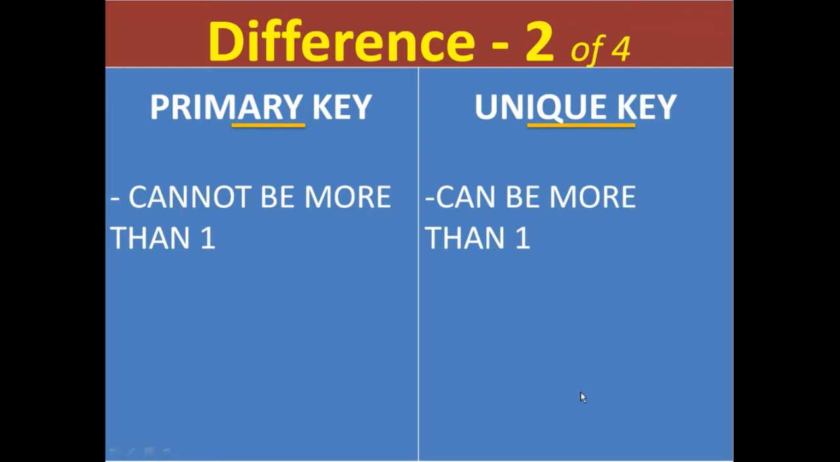Now, before going to the practical example, let's think why primary key can be only one, and why unique key can be more than one. Because if you answer this to the interviewer, he will cross question you: why can it be only one? Why cannot it be more than one? Why primary key cannot be more than one? So to get the concept of this, let's understand this point in very detail.